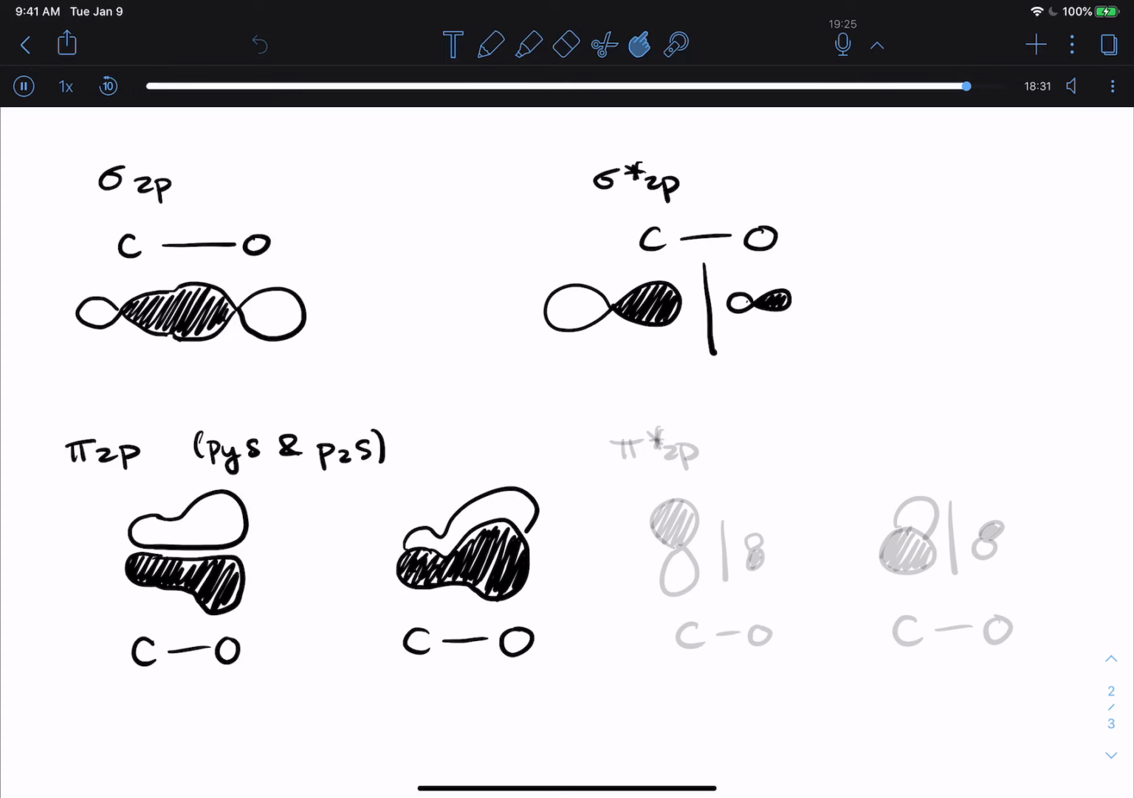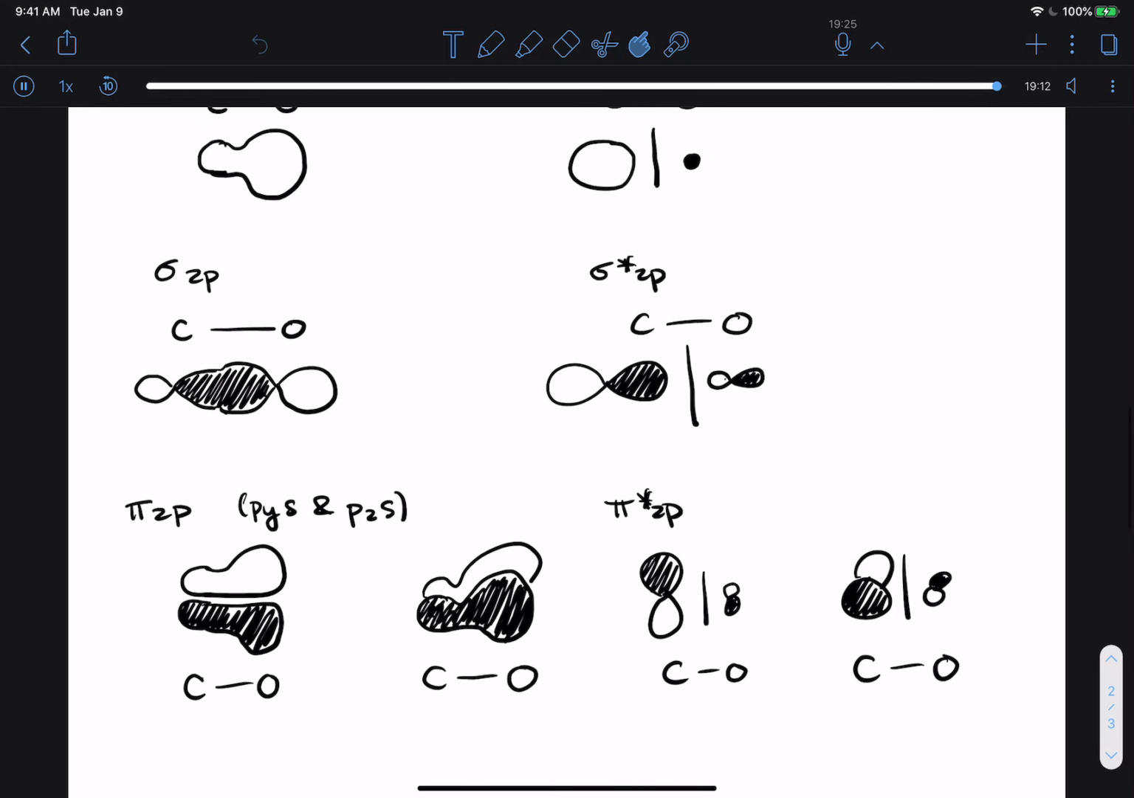And then the pi stars, they're a little bit easier to deal with. Pi star 2p's, so have a node, carbon, oxygen. The one from the py's, bigger p orbital on the carbon side, smaller p orbital on the oxygen side. And then the one that came from the pz's, still label carbon, oxygen, and a node, bigger pz on the carbon side, smaller pz on the oxygen side.